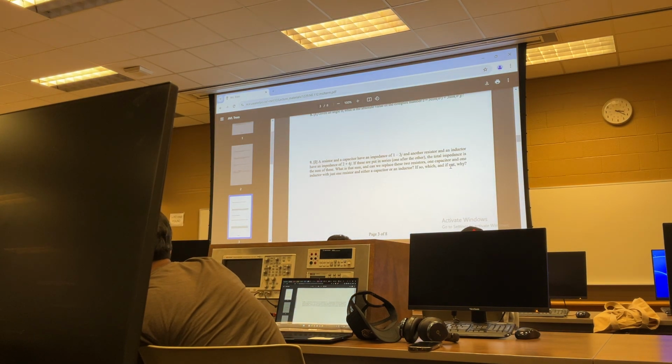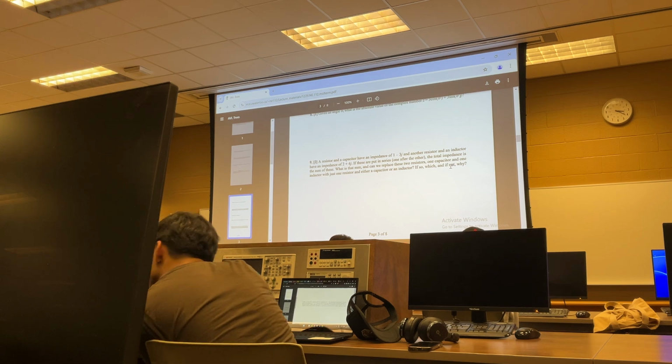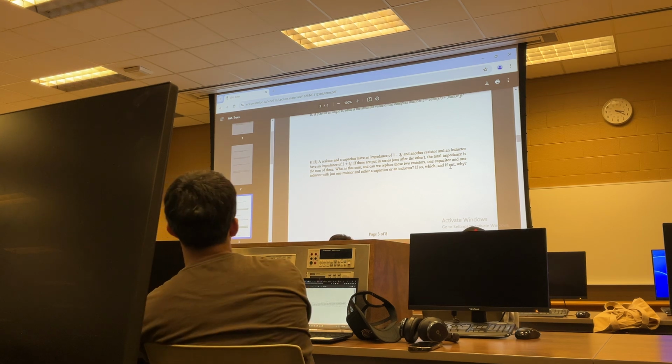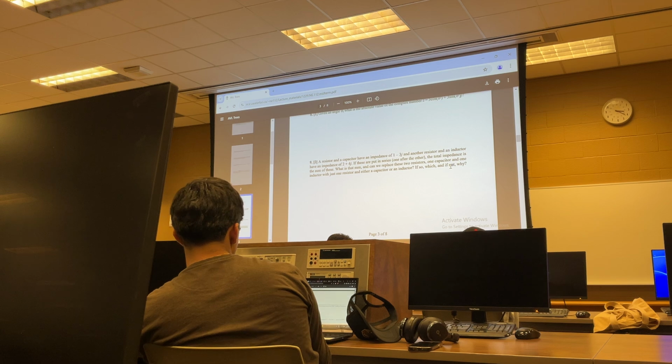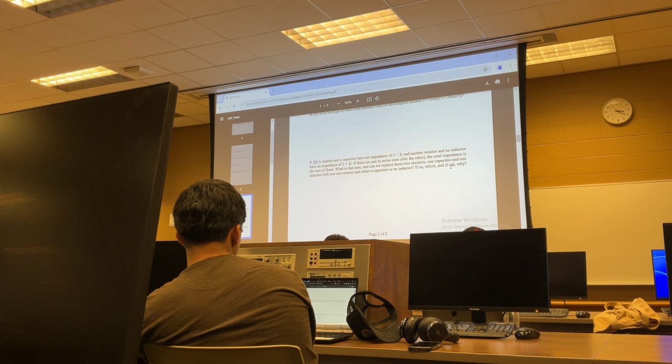Any questions about that? Yes. In every case, you could replace it. If j was 0, then it'd just be a real circuit, so there'd be no capacitors or inductors. It'd just be one resistor. Yeah, good question.